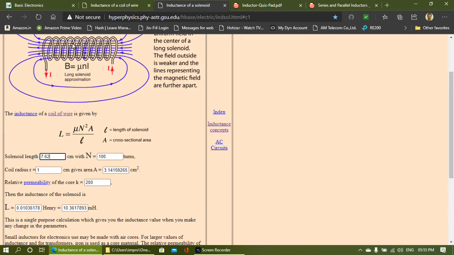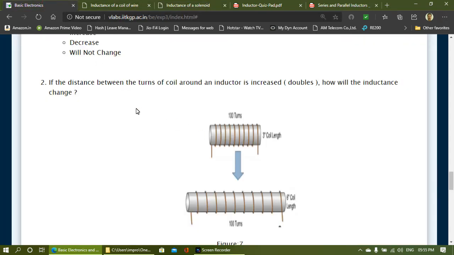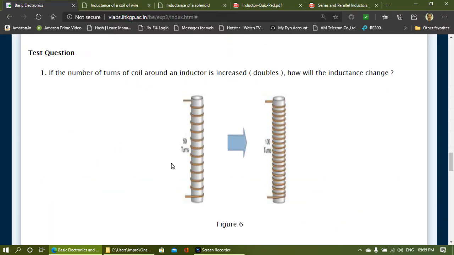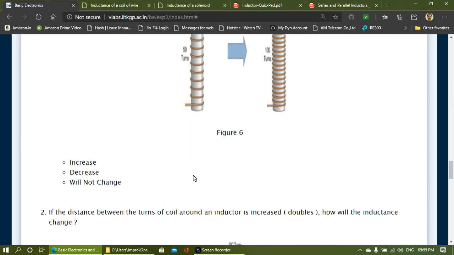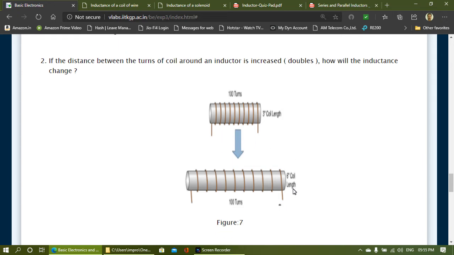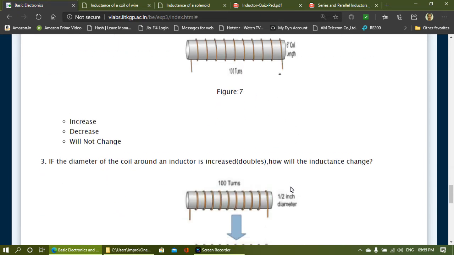So the first two examples have proved that if we increase our number of turns, then our inductance will increase with the same length. But if we keep our number of turns the same but increase our coil length, then our inductance will decrease.